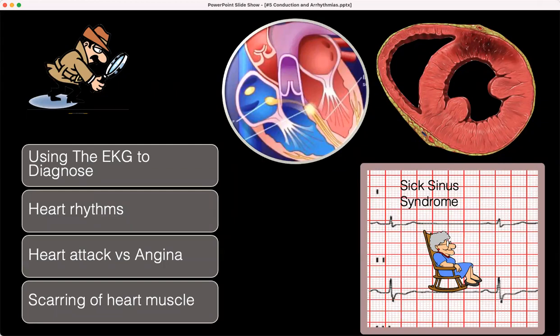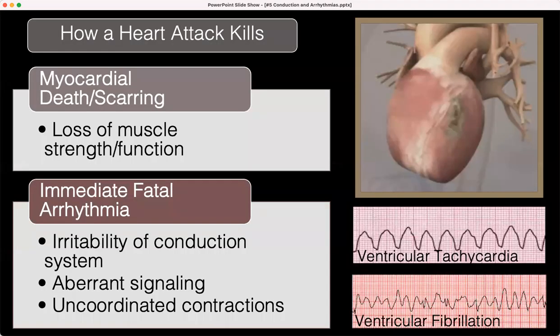And then we talked about using the EKG to be able to diagnose heart rhythms and also what's going on in the heart. You can tell the heart attack, angina, you can tell sick sinus syndrome, an old MI. And then the most important thing I want you to take away from this is how a heart attack kills through interfering with the conduction system and taking off with these life-threatening arrhythmias, ventricular tachycardia and ventricular fibrillation.